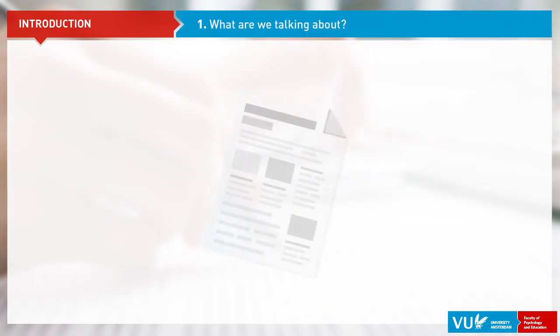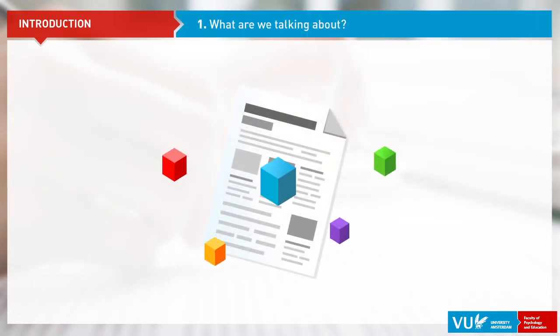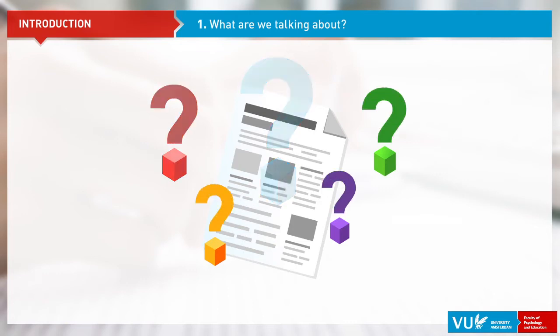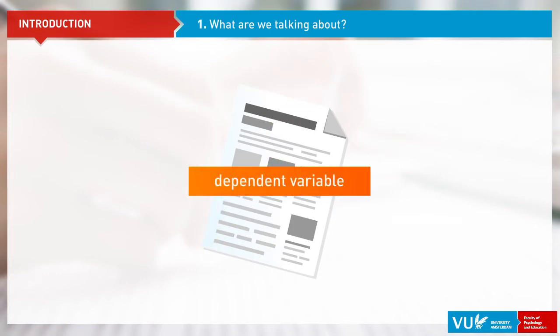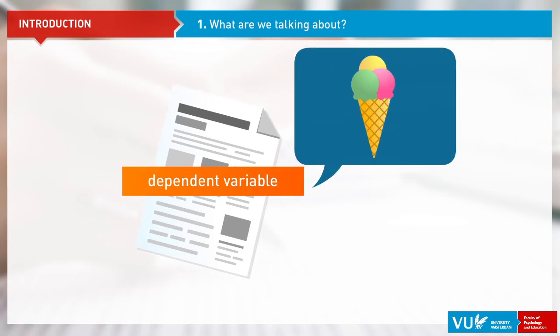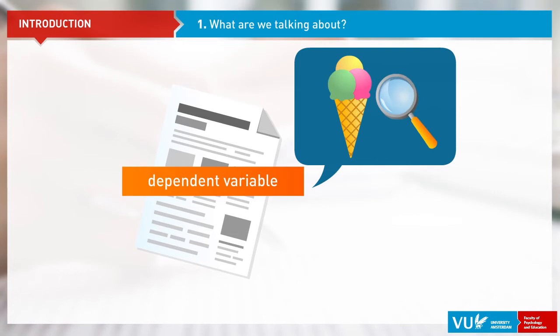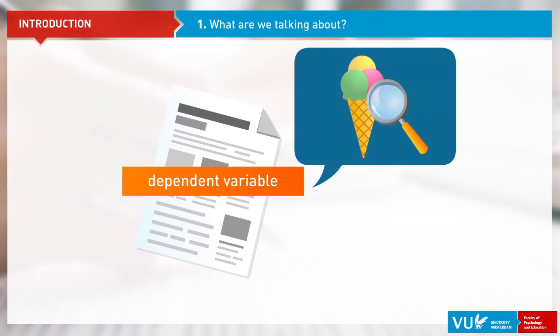What are we talking about? Which concepts are discussed in your thesis, and how are those concepts defined? Start with explaining your dependent variable. In our example, start with explaining what you mean with ice consumption and why investigating it is worthwhile.